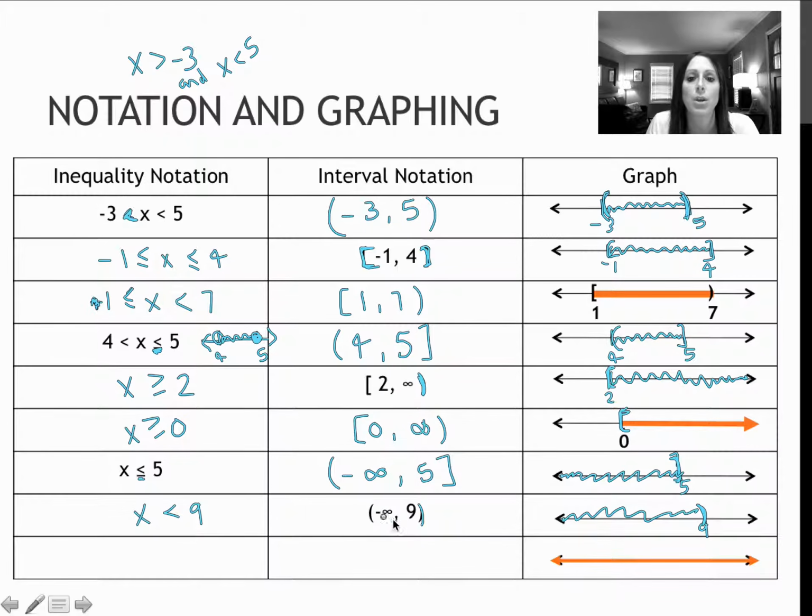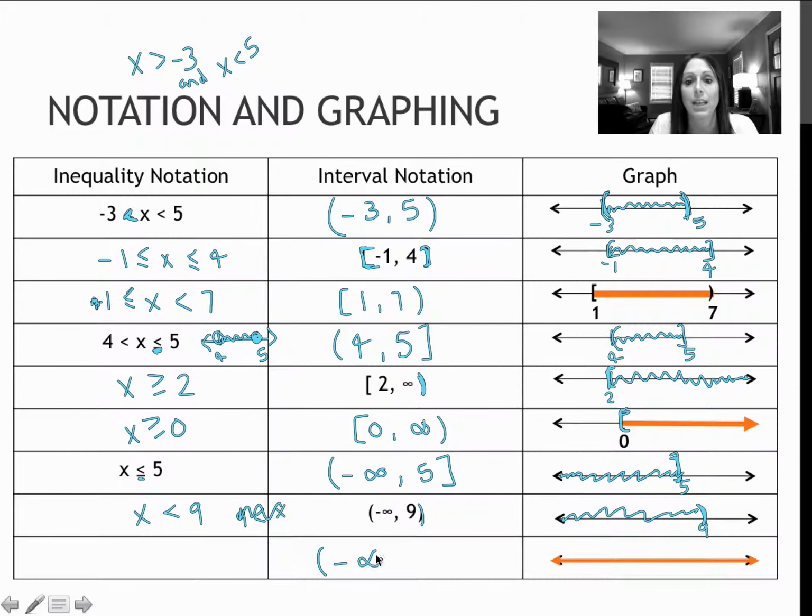Side note, I want you to notice here that this always goes least to greatest, but notice here the x comes first, so I have a lot of people who put 9 as less than x or something. Make sure that when you're writing the inequality side, the x always comes first, unless it's in the middle because it's in a range.